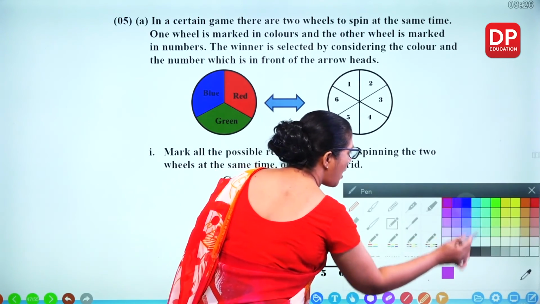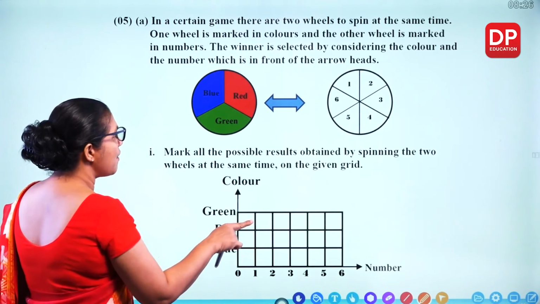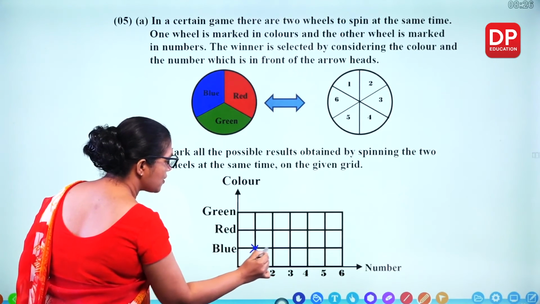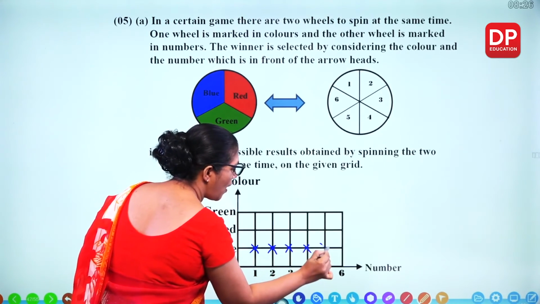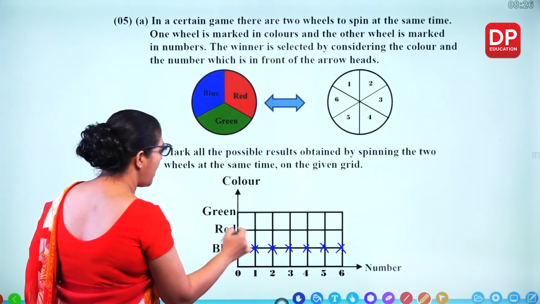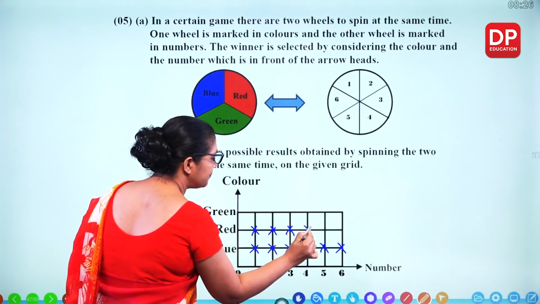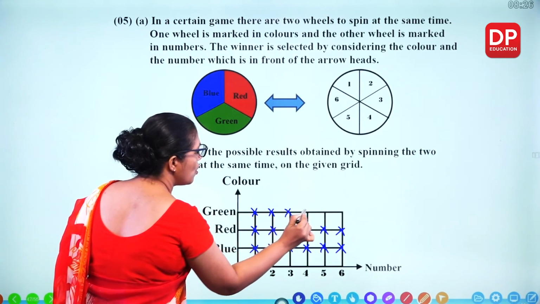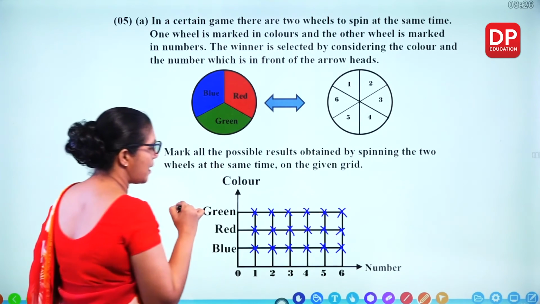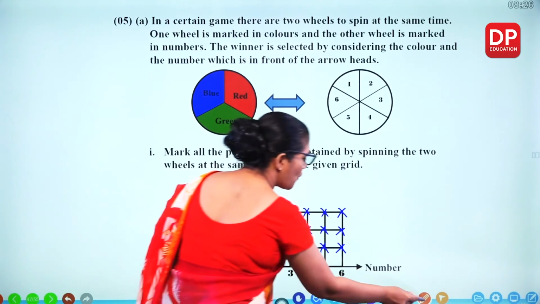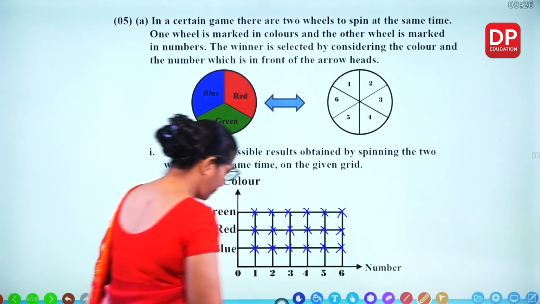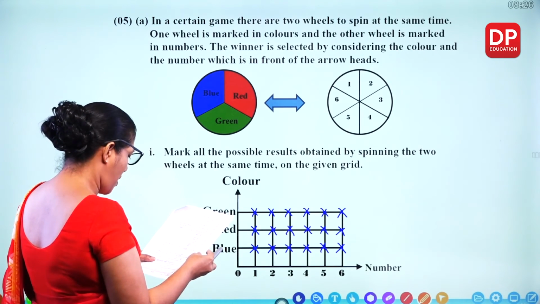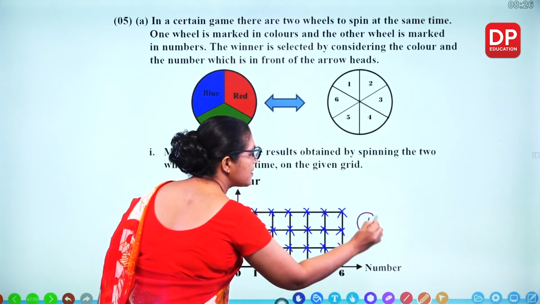So you can mark all the outcomes. If you get blue, you can get all possibilities. 1, 2, 3, 4, 5, 6. You can get red with all possibilities. And you can get green with all possibilities. So this is the sample space. So how many marks for this step? You get 1 mark. Just 1 mark for marking this on the grid.